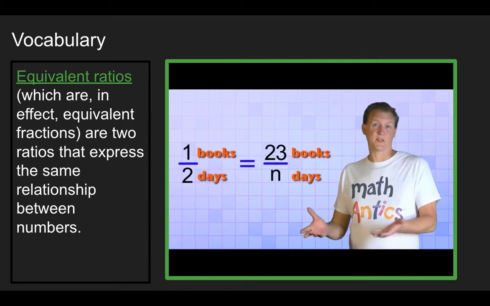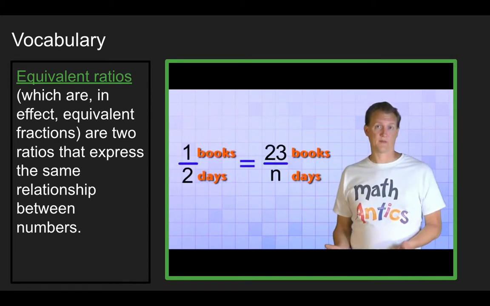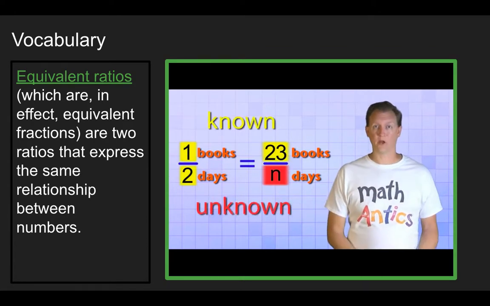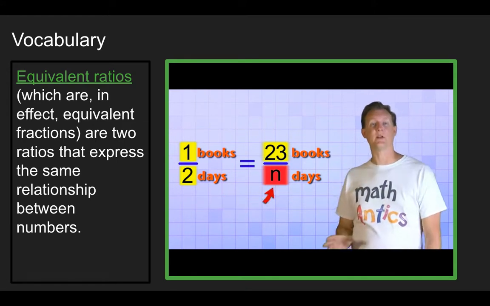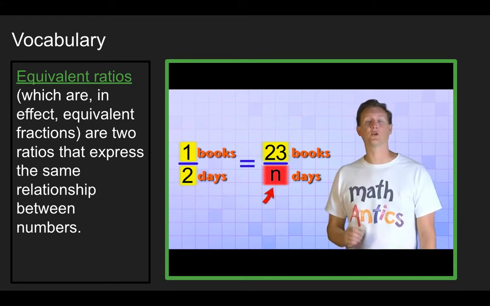This is how you'll usually see and use proportions in math. 3 of the proportion's numbers will be known, and 1 will be unknown. Fortunately, if you know 3 of the numbers, you can find the missing number easily using a procedure called cross-multiplying.